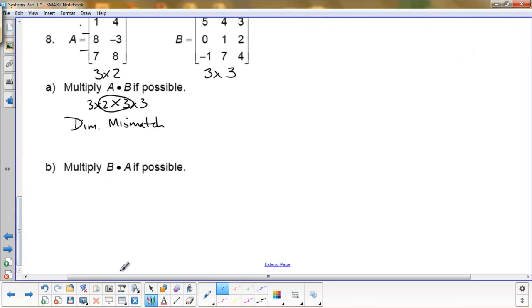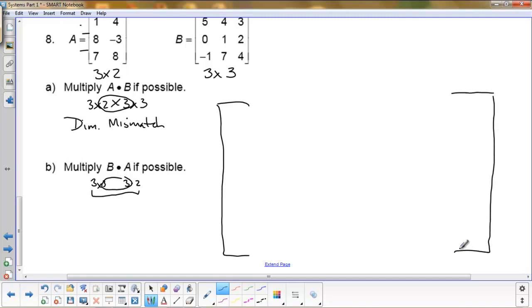All right, B times A. That's going to be a 3 by 3 and a 3 by 2. And I can see here that my solution matrix is also going to be a 3 by 2. Give myself plenty of space here to do this work, and then we'll see if you guys can sort this out. A 3 by 2 means I've got 3 rows and 2 columns. Inside of each one, because there's 3 values in each address, we're going to do this 3 times.